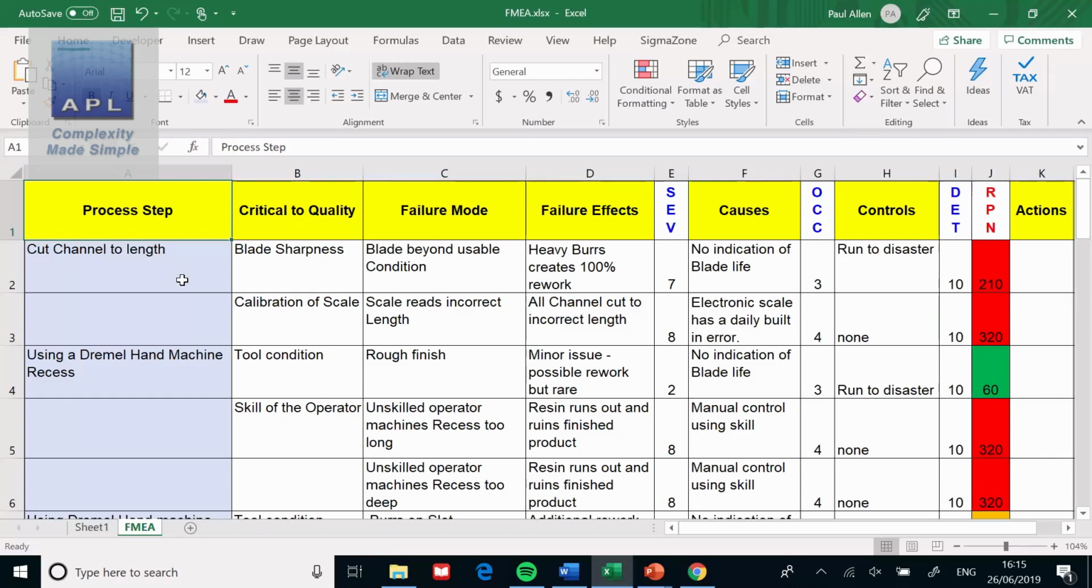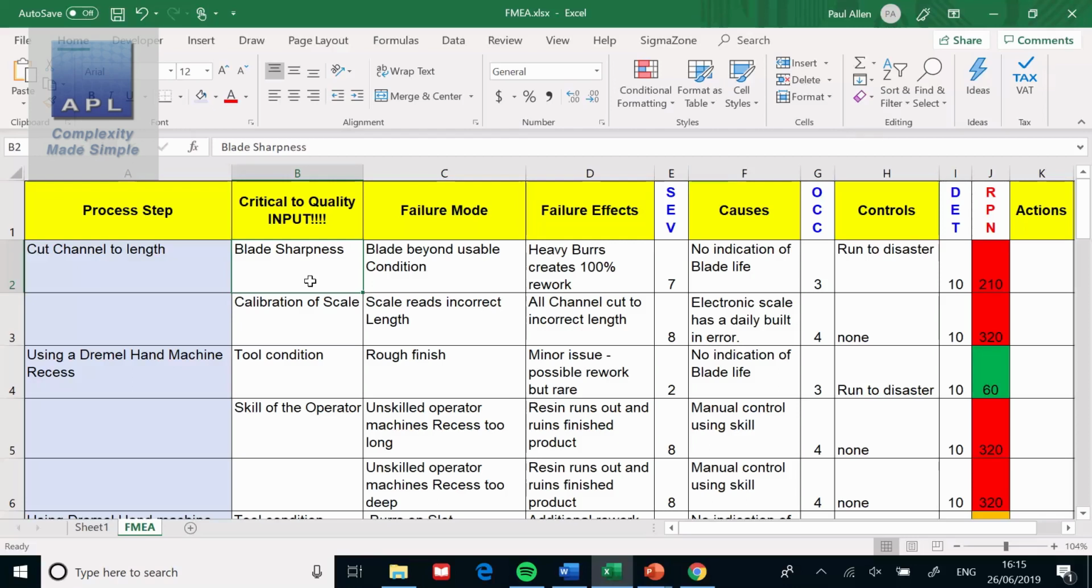Okay, look, so let's go, cut to length. What's critical to quality? Now a reminder about the critical to quality. Critical to quality is the input to the process. That's really important. So what's critical to quality about cutting the channel to length? Well, that the blade is sharp and that the calibration of the scale is done.